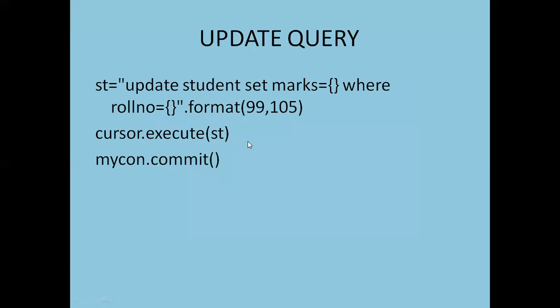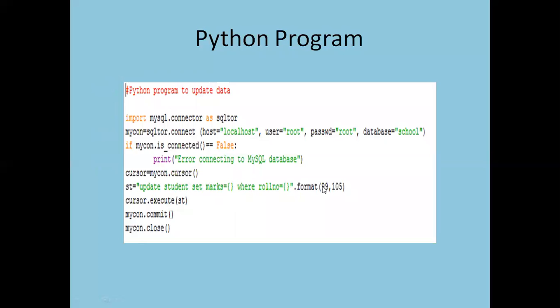Now, another important task that we can perform in SQL is an update query. We know that update student set marks, with the condition, is what you're supposed to write. Suppose I want to update the data that I have in my table. I want to update my table named student and set the marks equal to this much, where the roll number is equal to this. So I want to change the marks of the student whose roll number is 105 to 99. So cursor.execute(st) and mycon.commit. If I write this program in my Python, I should see this if it is working properly.